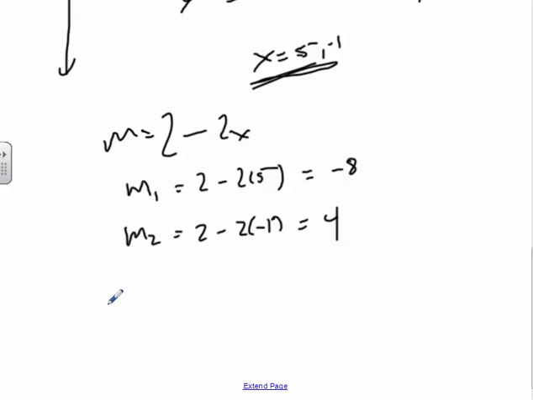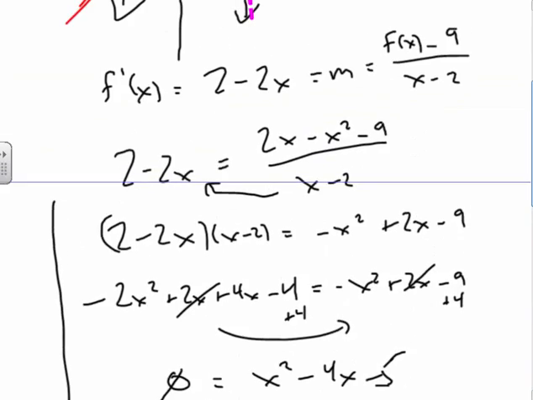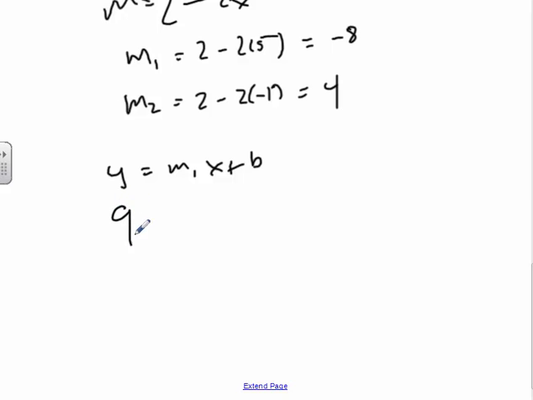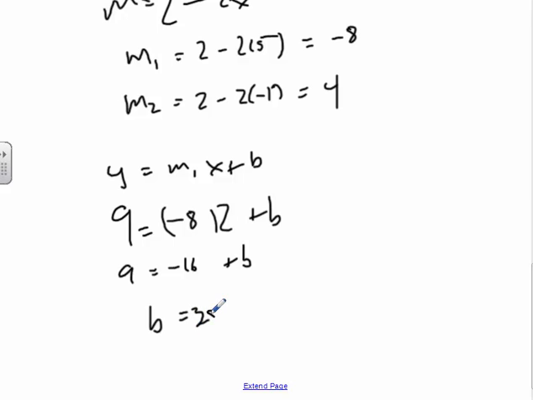So then for my first equation, y equals m1x plus b. The coordinate point I can use was it 2 and 9? Yeah, 2 and 9. So 9 goes there, 2 goes here, and let's use minus 8 for my first slope. Solve for my b value. It'll be 9 equals minus 16. Add 16 to the other side. b is 25. So therefore, one of my equations is y equals negative 8x plus 25. There's one equation.